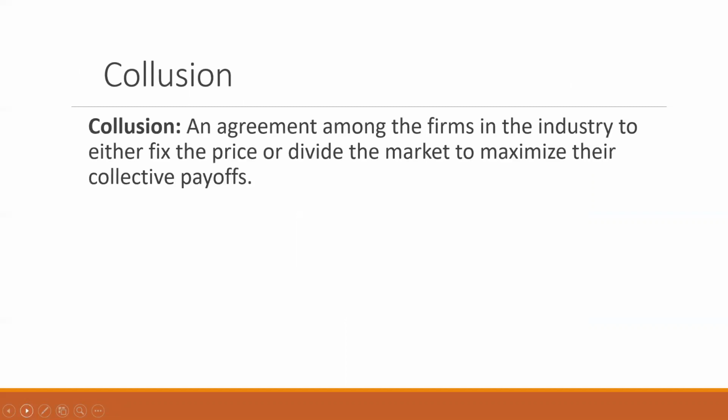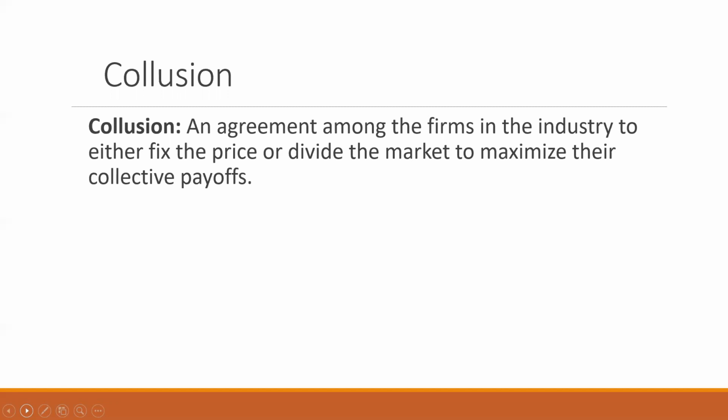What does collusion mean? Collusion is an agreement among the firms in the industry in two ways. One is to fix the price, saying that you choose high price and I'll choose high price. Consumers don't have other options. They'll come to either you or me as firms, and then we can make the profits. The second possibility is dividing the market.